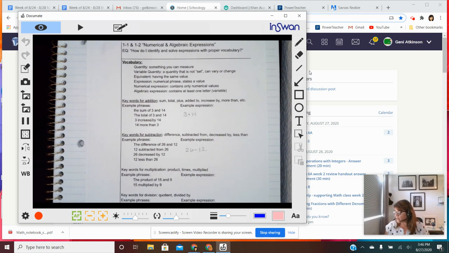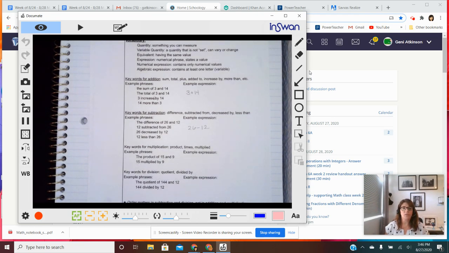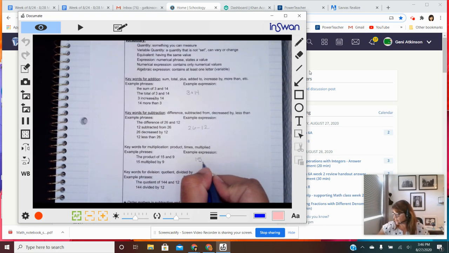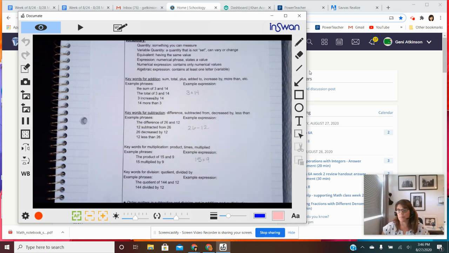Okay. Now, when we get into multiplication, we see some words like product and multiplied. Okay. So an expression here, the product of 15 and 9, 15 times 9. Another way to write that, and a way that you're going to see it a lot in middle school, high school, into college, is instead of an X-looking thing for a times symbol, you are going to see a big dot. Okay? That also means times.